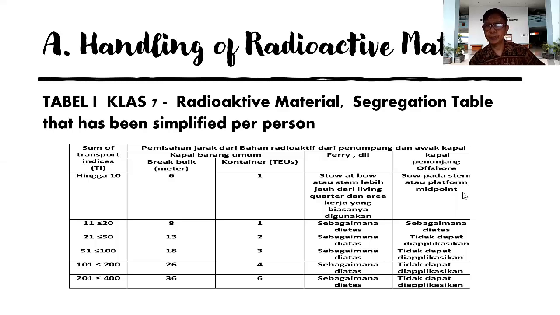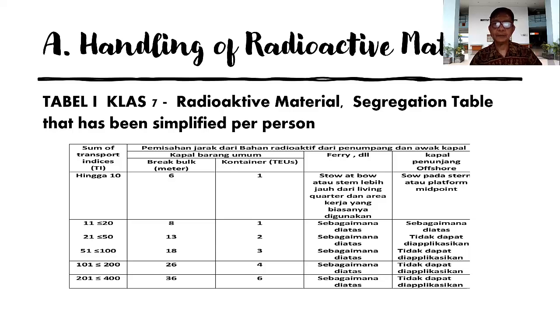This one is stowed at the bow, this is stowed at the stern, and farther than the living quarters and work area, as usually is the case. And this is about Table 1 of Class 7, segregation simplified per person.